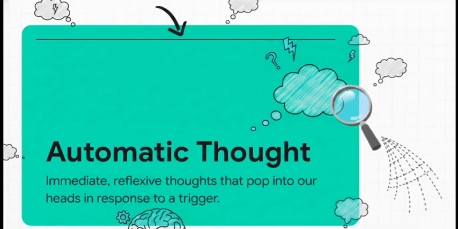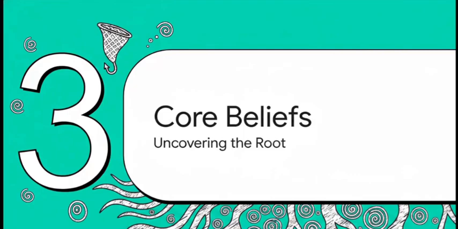It might be a sudden thought like, I'm going to fail, or they definitely don't like me. Catching these surface-level, knee-jerk reactions is absolutely crucial. It's the necessary first step in the therapeutic process because, honestly, you simply cannot fix what you don't first observe. Which brings us to Section 3, uncovering core beliefs. This is where we shift from the surface to the hidden depths.